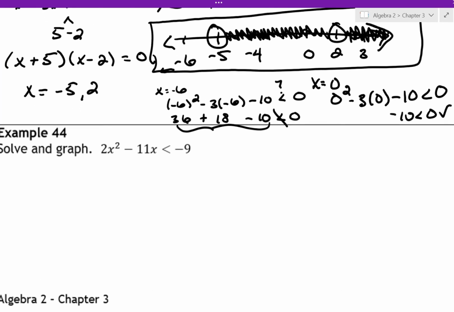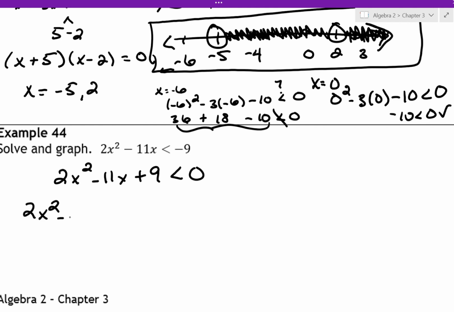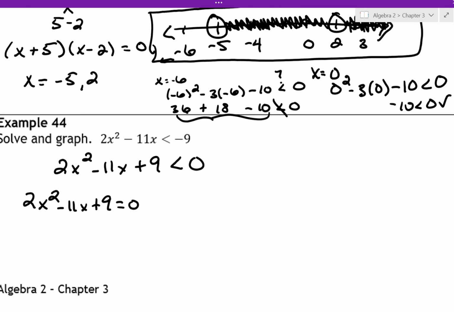We want to have him equal to 0. So I'm going to say 2x squared minus 11x. Then I'm going to add my 9 is less than 0. Now we can look at it, we're going to try to solve the left side as if it was an equal sign. 2x squared minus 11x plus 9 equals 0. We're going to pretend that it's equal to 0 just so that we can solve.